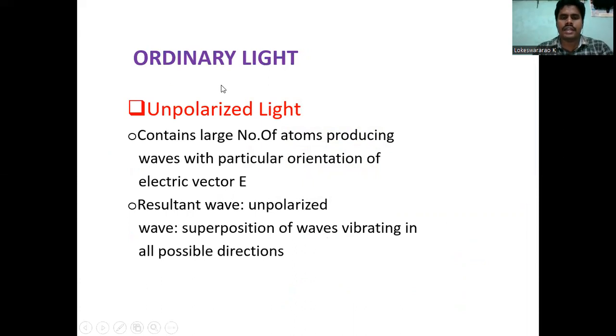Fundamentally, ordinary light consists of n number of oscillations. That means the particles vibrate in n number of directions. That's why we cannot observe all the vibrations with our human eye.